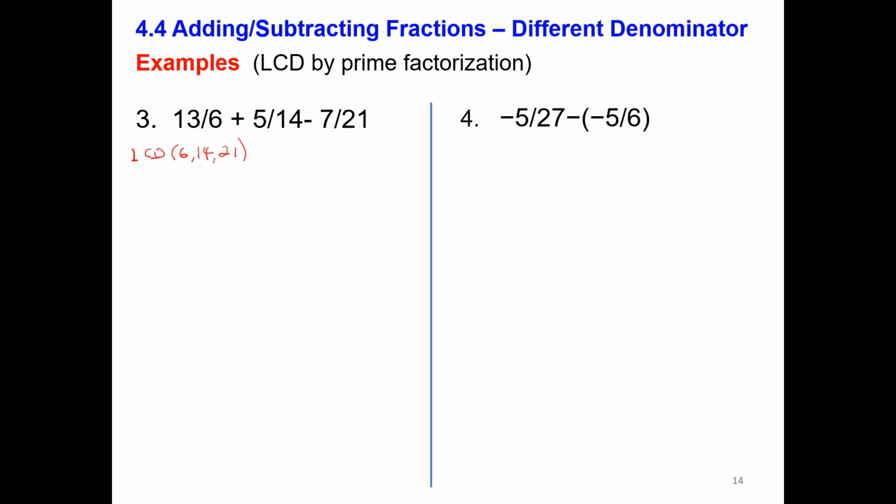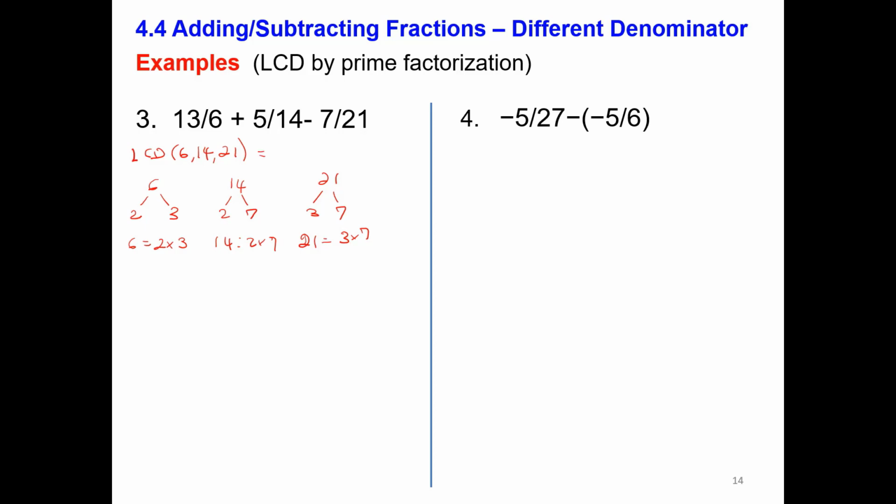Let's find the prime factorization for each of these numbers. 6 will be 2 and 3, so 6 equals 2 times 3. 14 will be 2 and 7, so the prime factorization is 2 times 7. For 21, it will be 3 and 7, so the prime factorization of 21 equals 3 times 7.